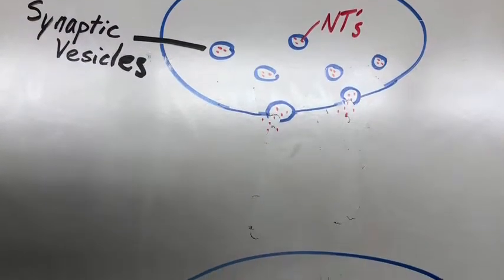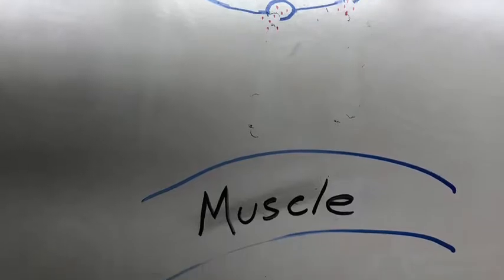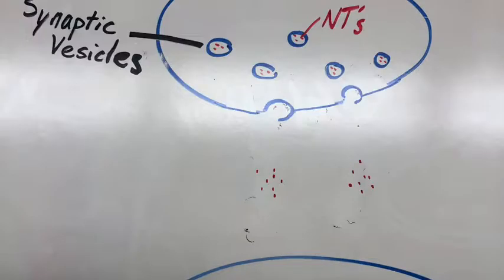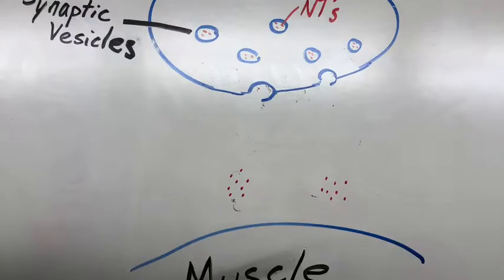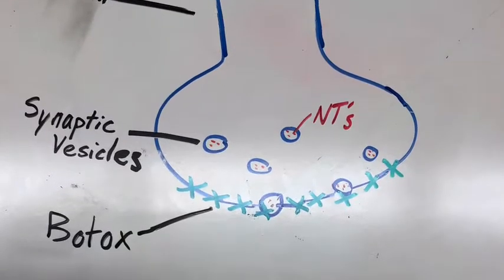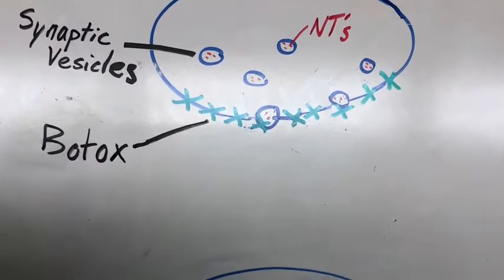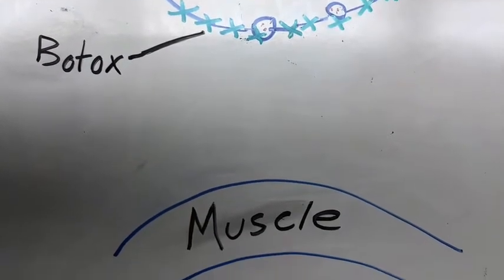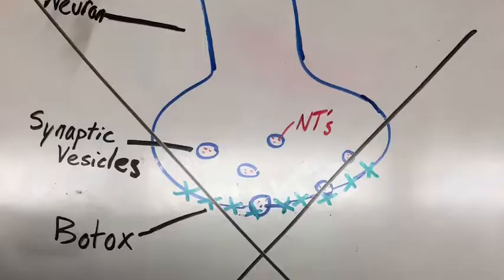Botox is one of the most poisonous substances. Normally, the neurotransmitters are released from the neuron and make the muscle twitch. With Botox, it blocks the neurons from sending the messages, so the muscles never receive the neurotransmitters because they are blocked from being released.